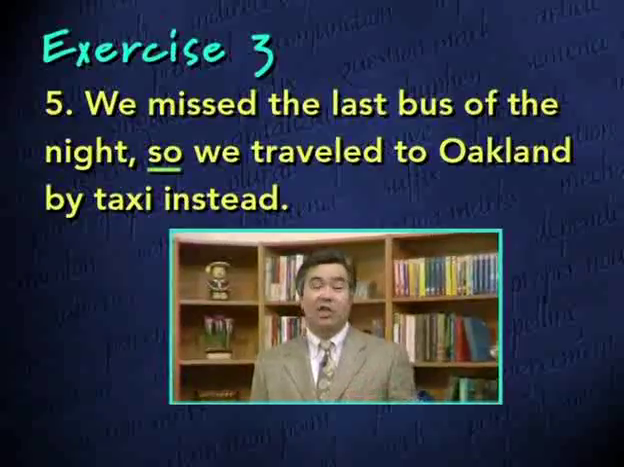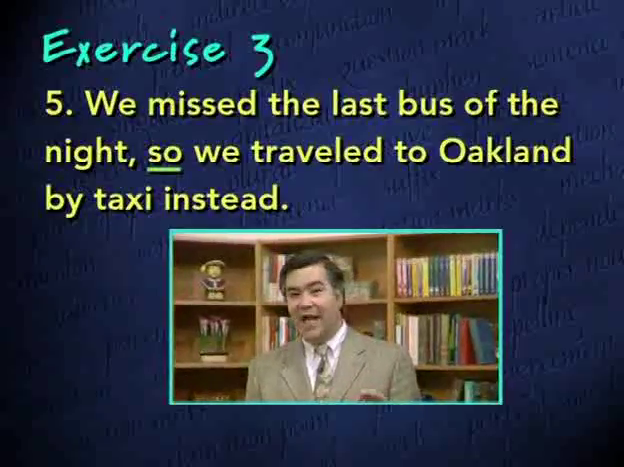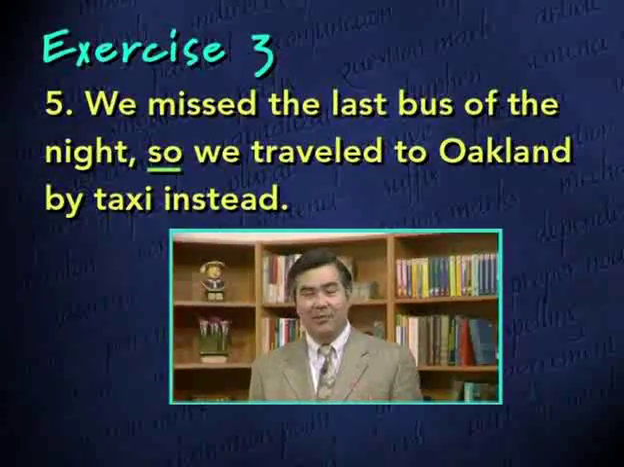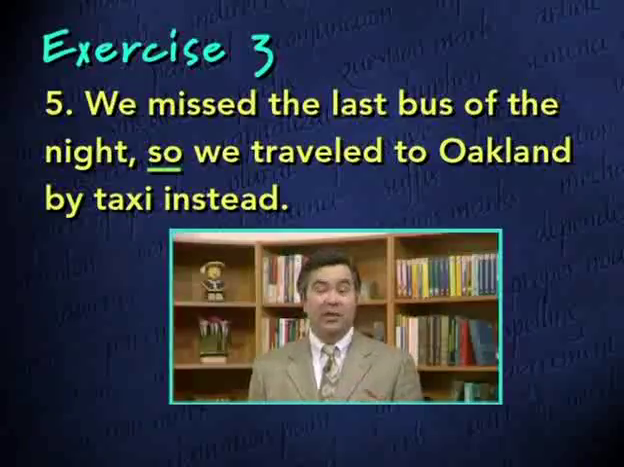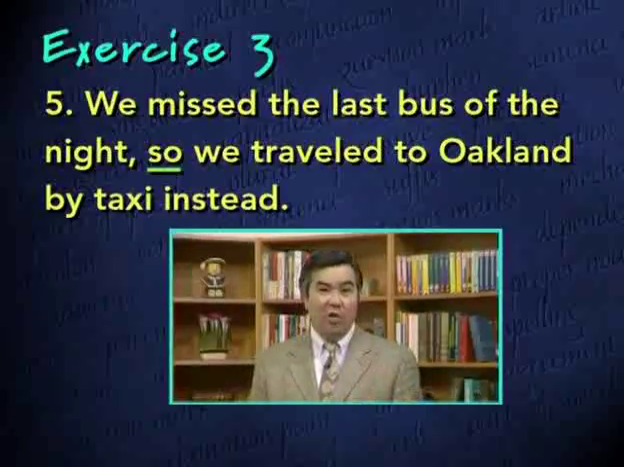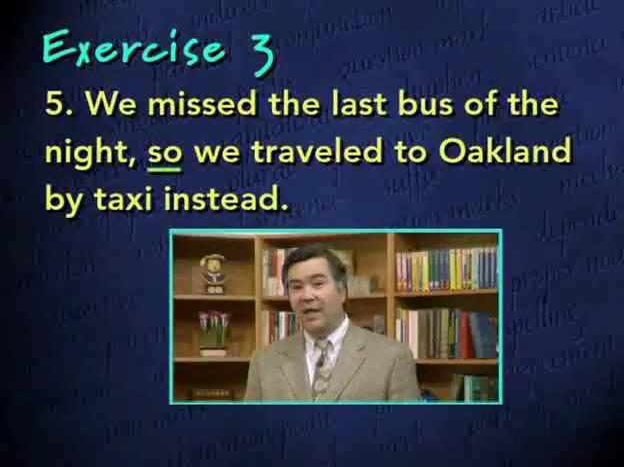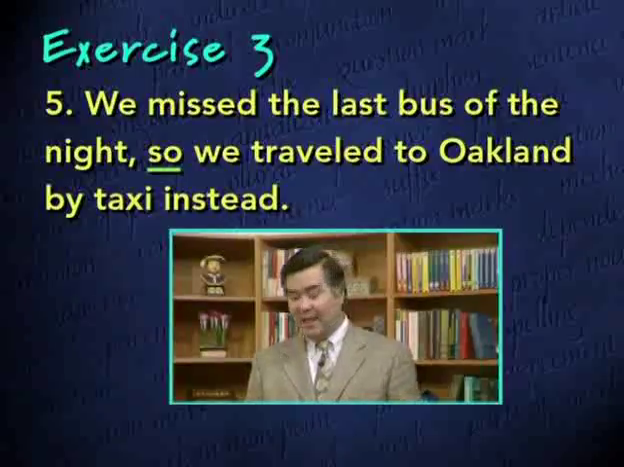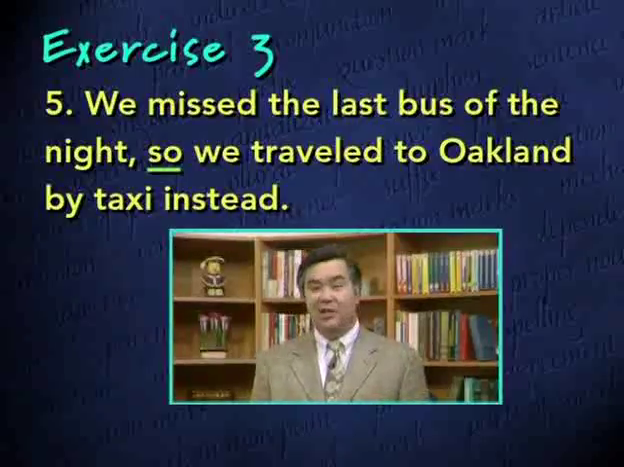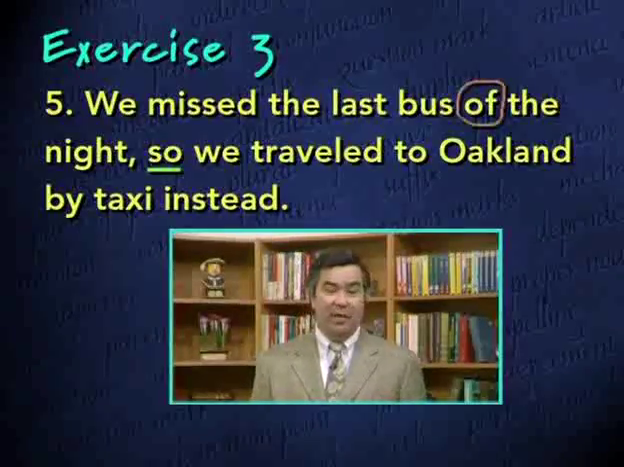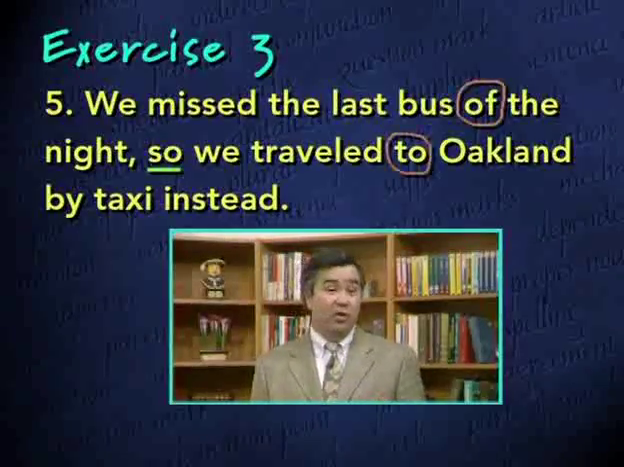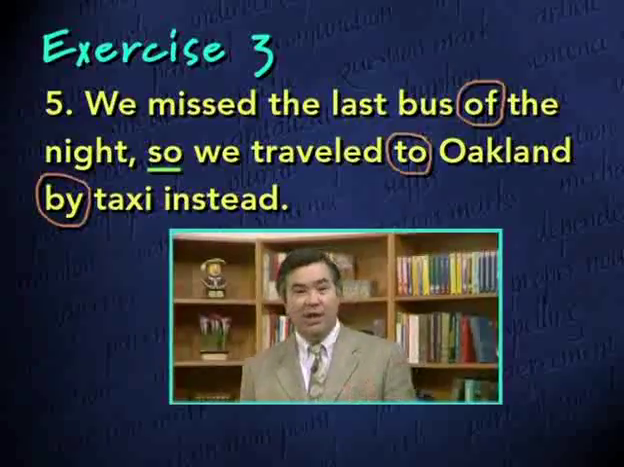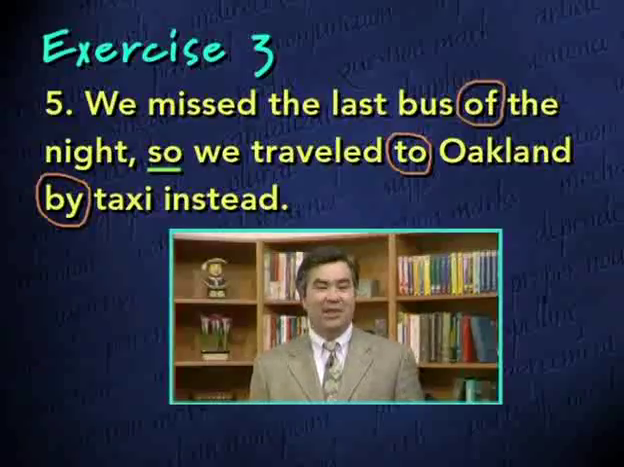So, remember there are just 7 coordinating conjunctions: and, but, or, nor, for, yet, and so. And your choice of which one to use will depend on the meaning of the sentence. Here, the word so makes sense. And remember that coordinating conjunctions link two things that are more or less equal in importance or meaning, and that's the case here. In addition, the sentence contains 3 prepositions: of, in the prepositional phrase of the night, to, in to Oakland, and by, in by taxi. So there's 1 coordinating conjunction and 3 prepositions in this sentence.